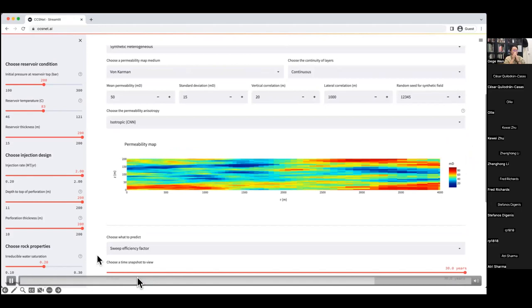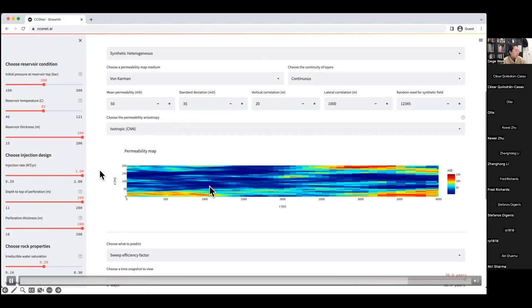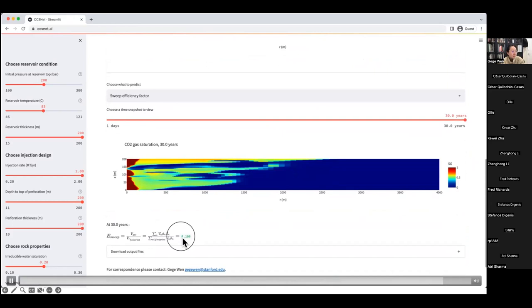So we can also change the standard deviation for the permeability map, and you can immediately see that the gas saturation shows a much more heterogeneous plume compared to the case that we showed earlier.